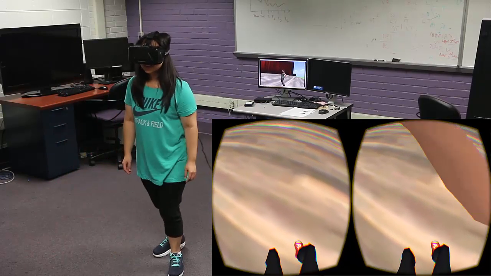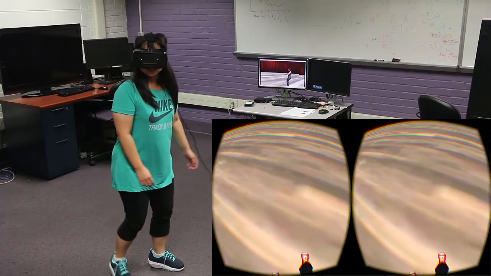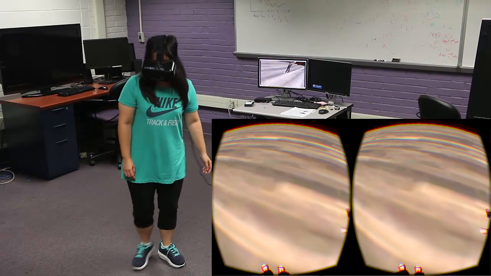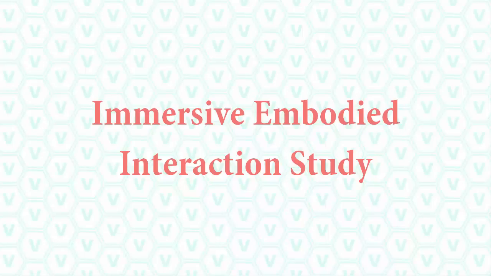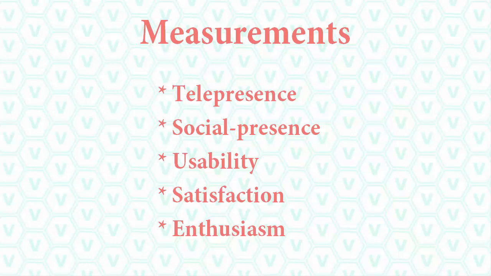Benefits of this immersive embodied interaction metaphor include telepresence, social presence, enjoyment, and satisfaction. In our VIMV camp, we ran a qualitative user study to examine research questions on the impact of students' interactions with VIMV. 16 middle school aged girls were randomly chosen to participate in this immersive embodied interaction metaphor study. Key measurements were telepresence, social presence, usability, satisfaction, and enthusiasm.